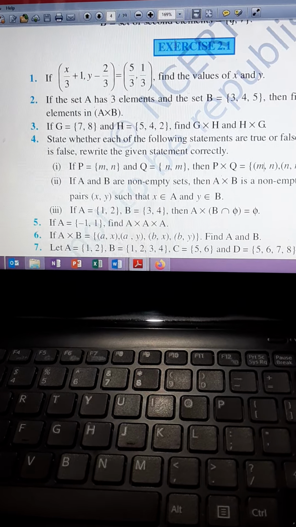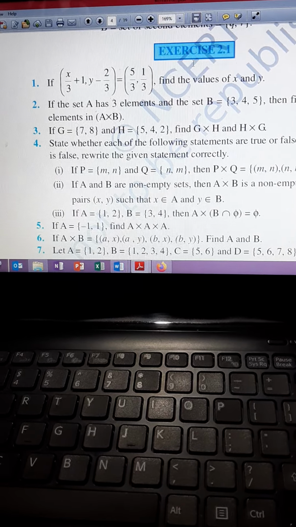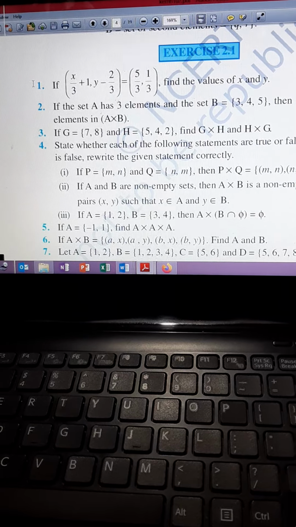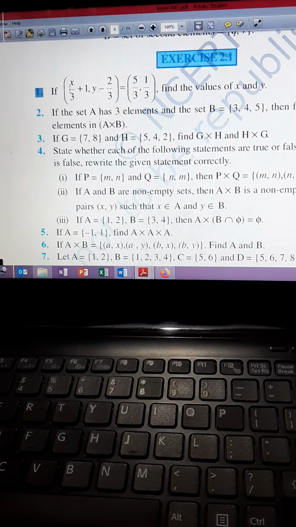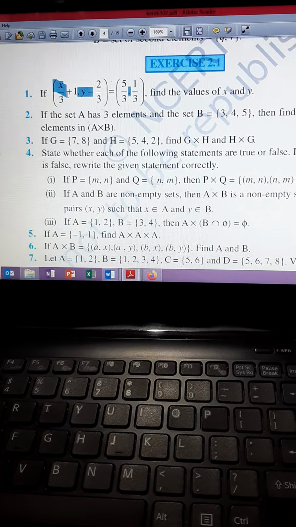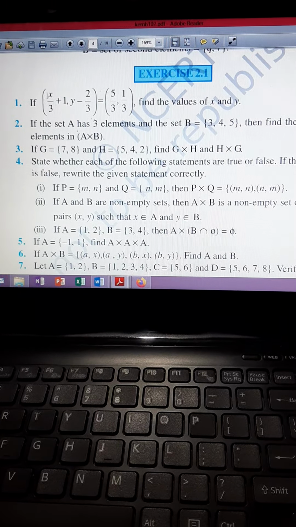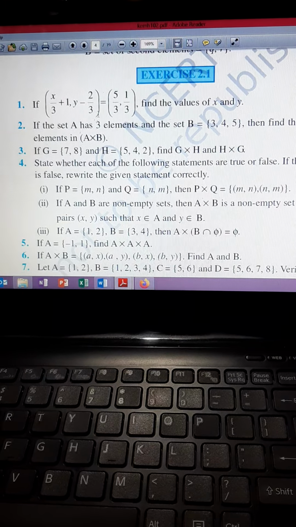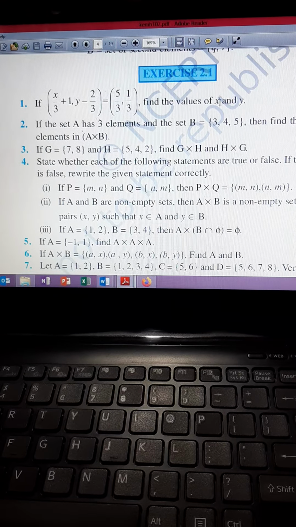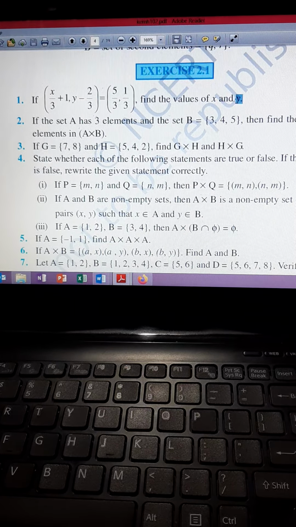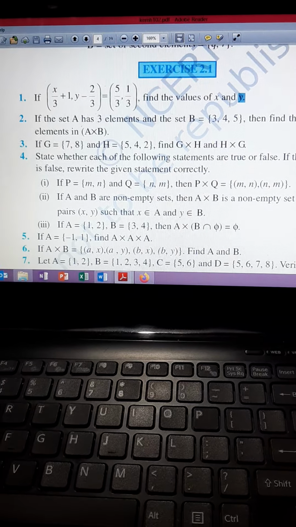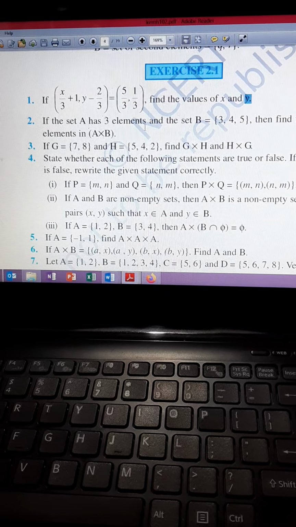Now we go to the first exercise, 2.1, which is a very simple exercise. In question number 1, you are given two ordered pairs: x by 3 plus 1 comma y minus 2 by 3 equals this. Find the values of x and y. That's the first question, that I'll do. Look at it.